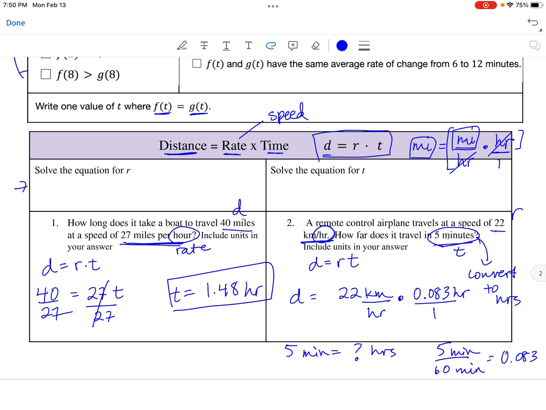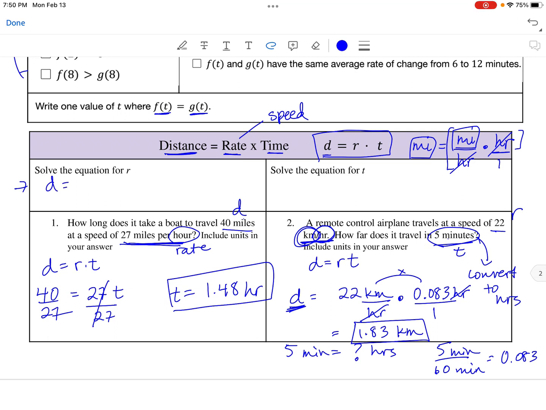Now notice here, this is a whole number, I can put it over 1. The hour unit and this hour unit will cancel because they're diagonal from each other. And so then we're just doing 22 times 0.083, and that equals 1.83, and then our units, it's a distance. And the distance units in this problem are kilometers, so it's that many kilometers.